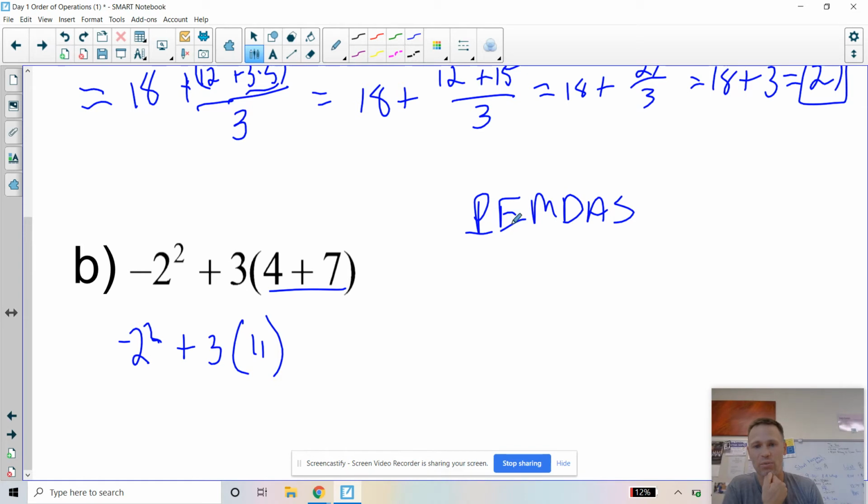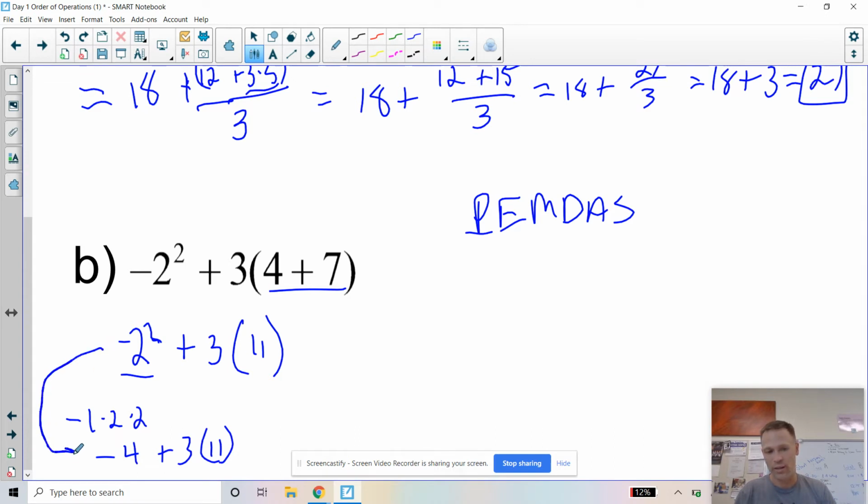I don't have parentheses, but I do have exponents right here. So I'm going to do that next. So the -2 without parentheses, I'm just going to write this out. You don't have to do this every time, but this is how you should think about it in your head. Remember, that's -1 times, and now the 2 is being squared, so it's 2 times 2. So -1 times 2 is -2. -2 times 2 is -4, plus 3 times 11. Okay, you could very easily, with practice, and you will get there, go from here to here. I'm just writing out how you should think about it.